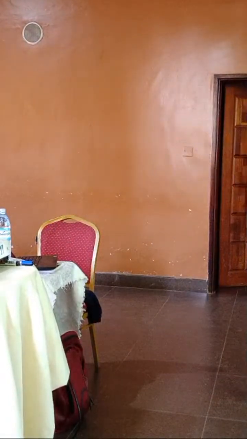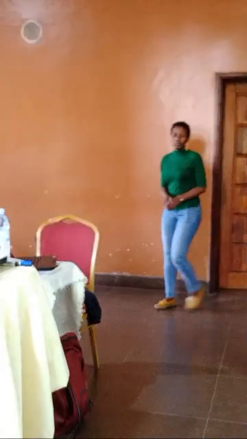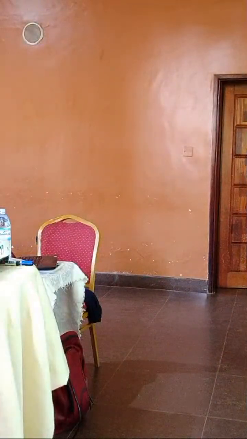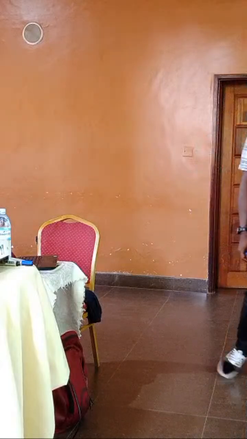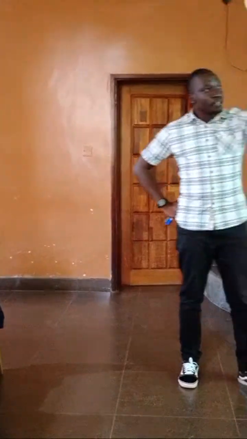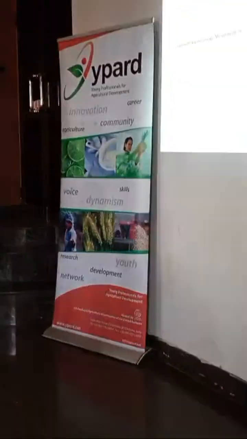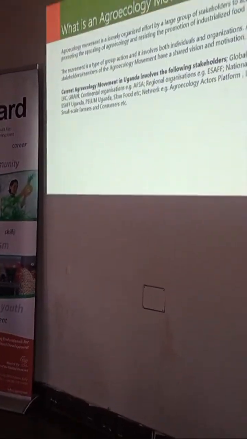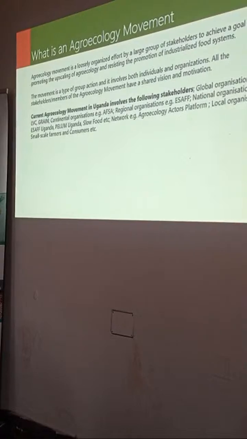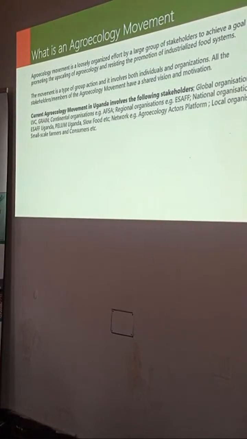So I know you guys have met some of these guys. At global level, we have La Via Campesina. ESAFF is part of La Via Campesina. We have GRAIN. At continental level, we have AFSA. I don't know if any of you have heard about AFSA, the Alliance for Food Sovereignty in Africa. They are very big in promoting agroecology in the region. We have ESAFF at the regional level, with the region and the Uganda chapter. We have Slow Food. I don't know if you have heard about Slow Food. Kolika is also part of this. There are very many organizations out there that are promoting agroecology. And that is an opportunity for us.